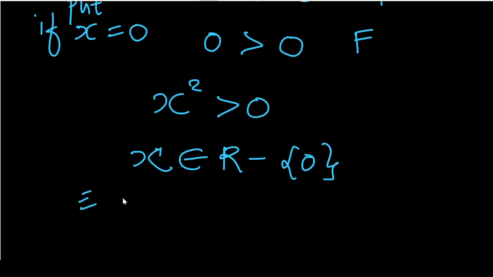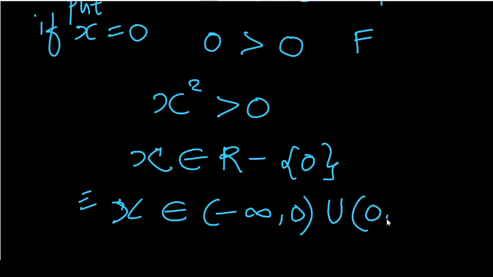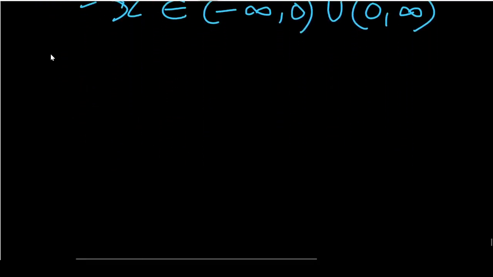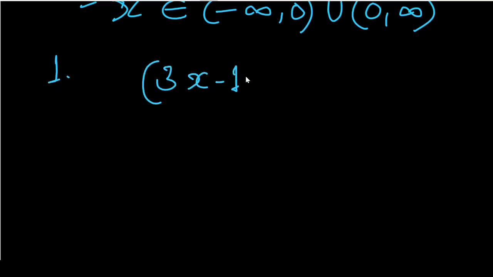Or equivalently, we can write x belongs to minus infinity to 0 open, union, again open 0 to infinity. That way also we can write x square greater than 0. Okay, guys. So for example, if I ask you, what is the solution of (3x minus 1) whole square greater than 0? Tell me.